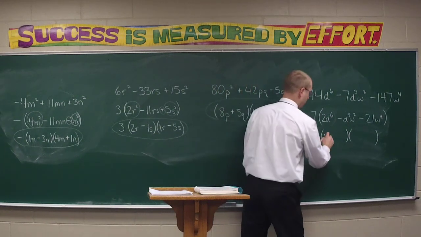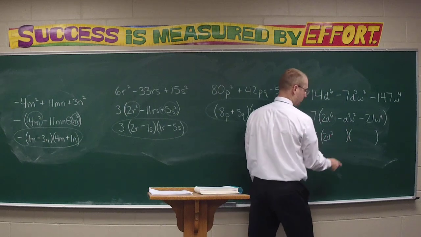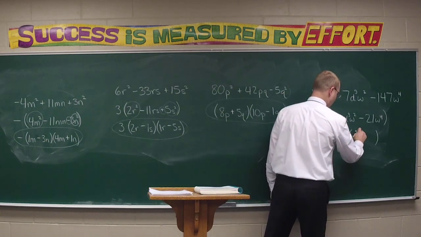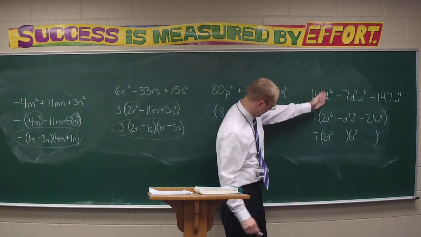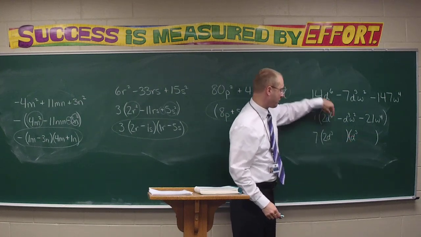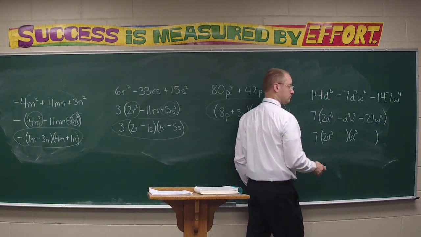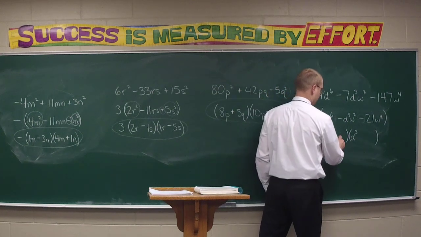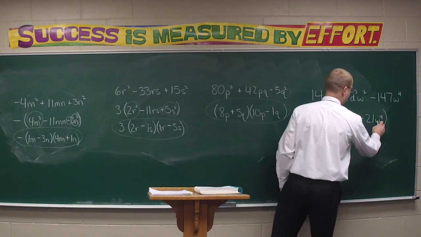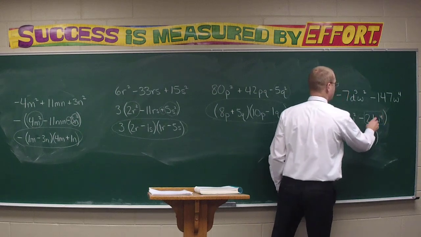2d cubed and d cubed. Good, a 1d cubed and a 2d cubed. Just cut it right down the middle. 3d's there, 3d's there. When you multiply, you get your 6d's. Positive, negative. And then a 21w to the 4th.